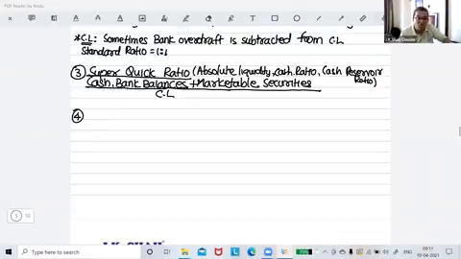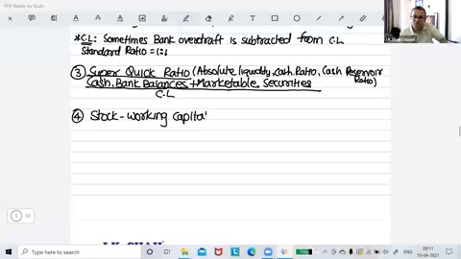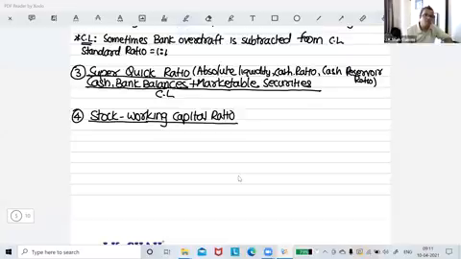Then the next ratio, the stock working capital ratio. What is the name of the ratio? Stock working capital ratio.